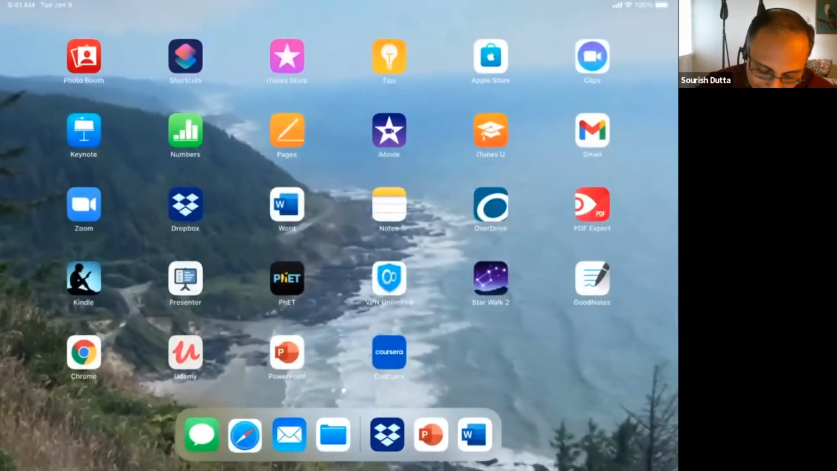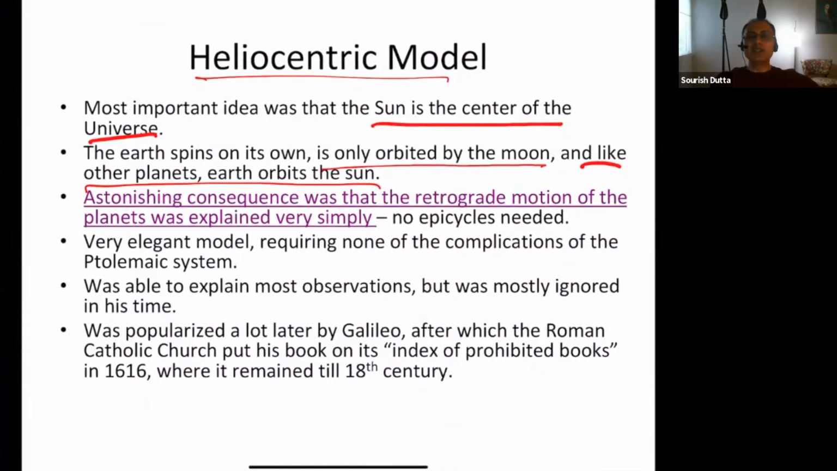All right. So you can see that this explanation is much simpler than the Ptolemaic explanation, which required circles within circles within circles and all that stuff. So this was an amazing consequence of Copernicus's model. There was a very simple and very intuitive explanation for why the planets have retrograde motion. So this was a very elegant model requiring none of the complications of the Ptolemaic system. And it was able to explain most observations.